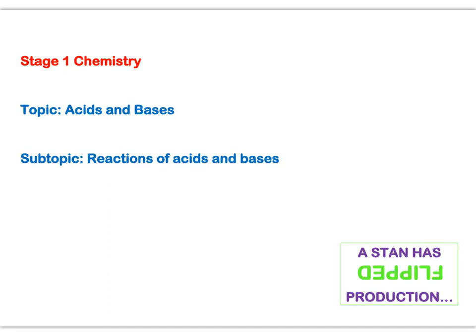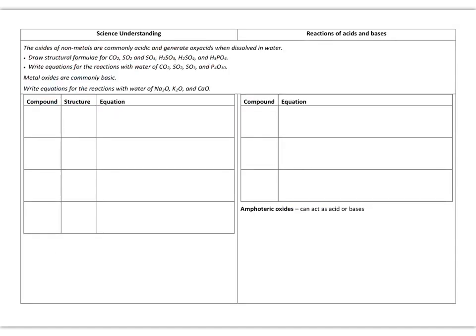Okay, in the next video we're going to look at some of the reactions of acids and bases. In this video we're going to look at the reaction of some acids and bases, and in particular the reaction of the non-metal oxides, which are acidic, and the metal oxides, which are basic. A lot of this stuff recaps from what we did earlier in the year.